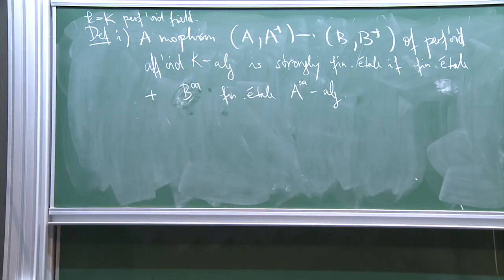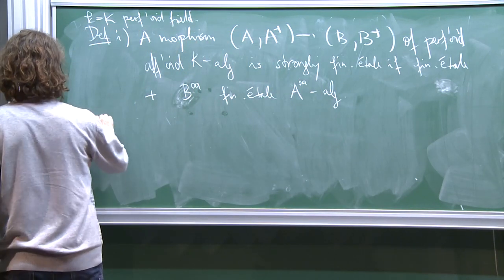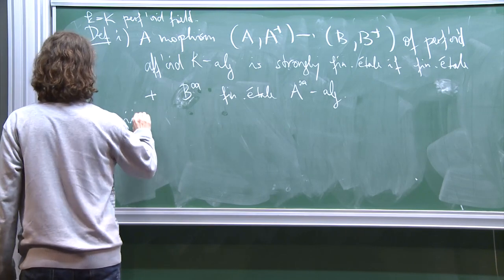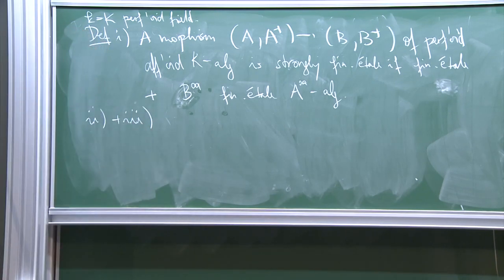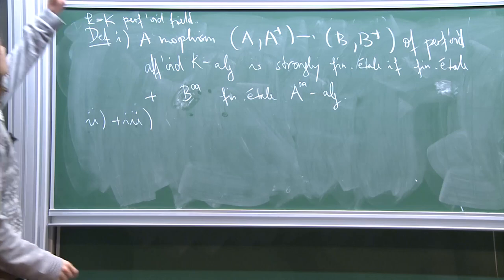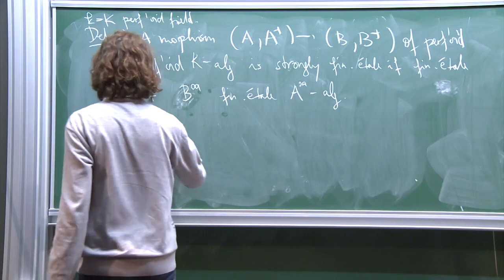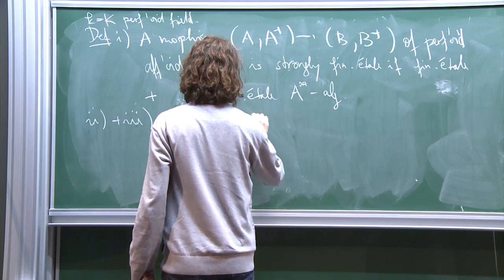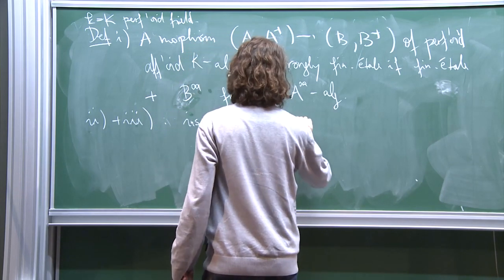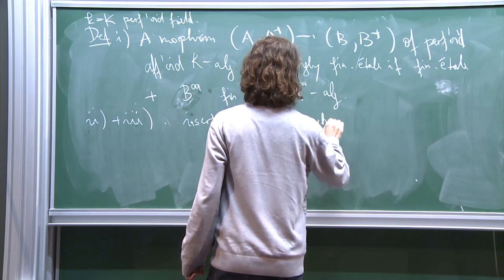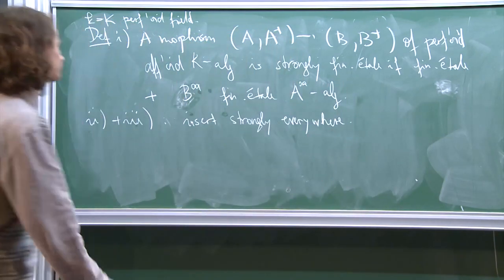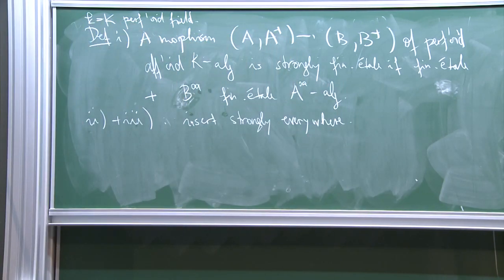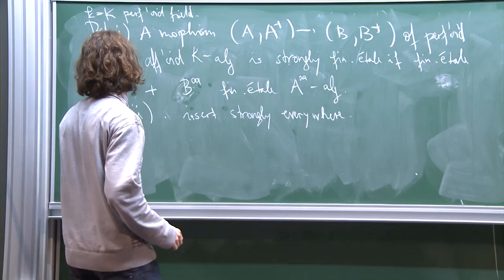And then we get similar definitions of 2 and 3 just by inserting strongly everywhere. And so then we have the following.